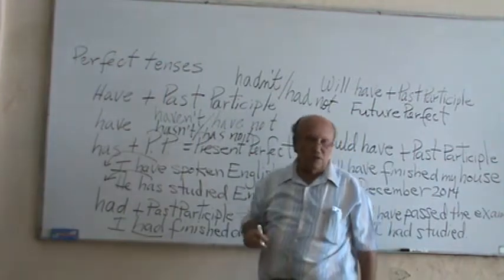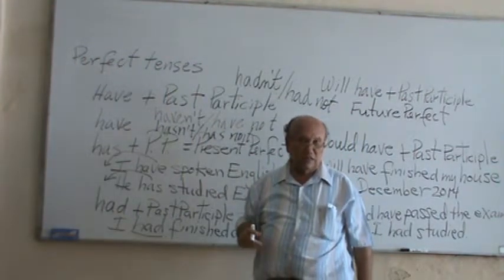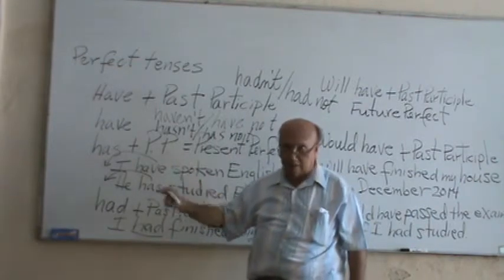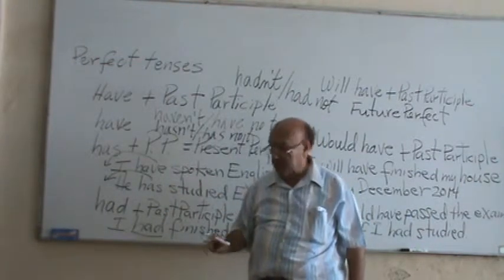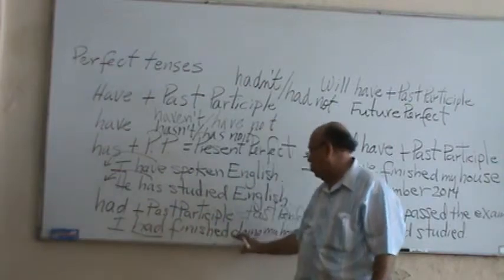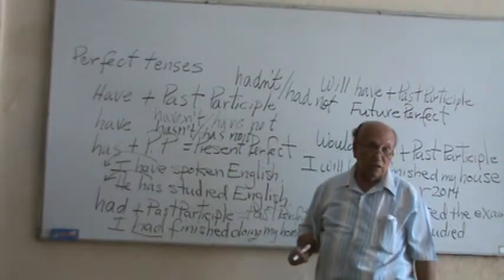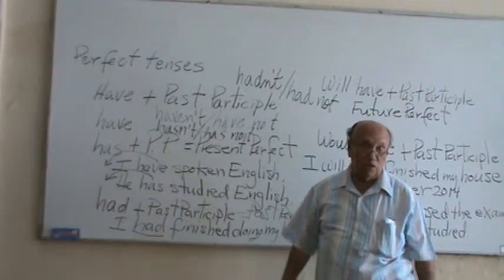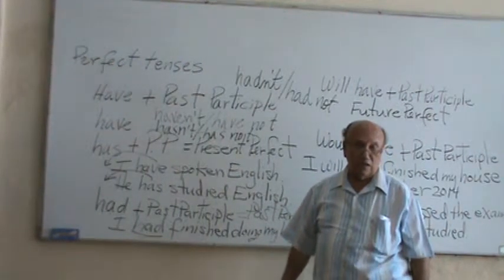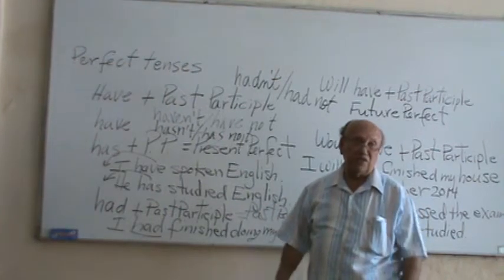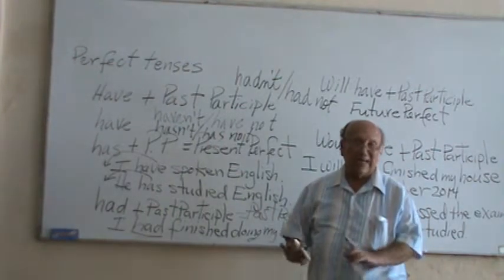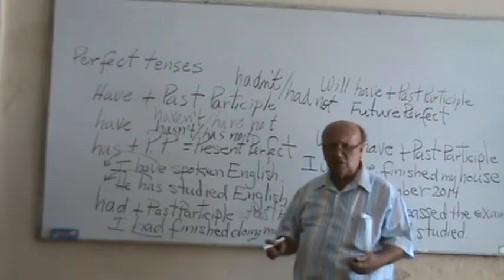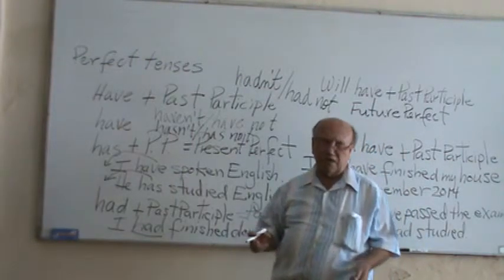Hadn't or had not. If we want to make a question, we have to invert. For example, had I finished doing my homework? Had you finished doing your homework? Had he finished doing his homework? Etc. Okay? Now, let's continue with the other combination.